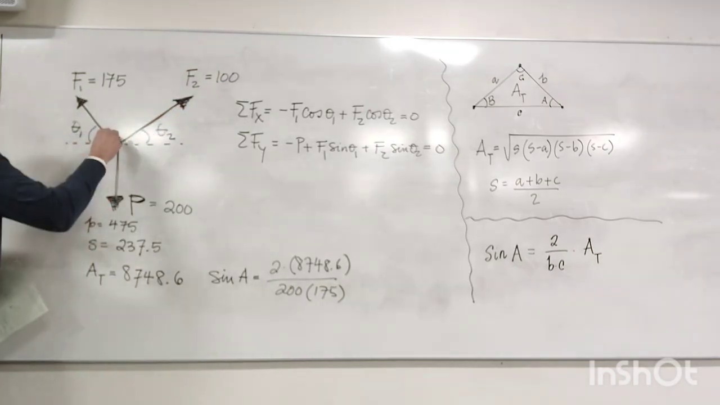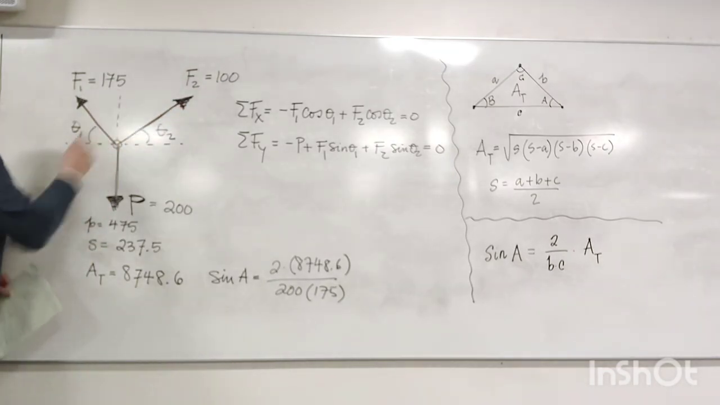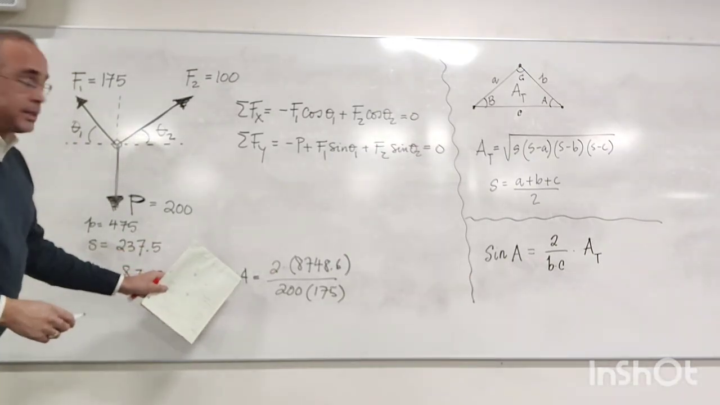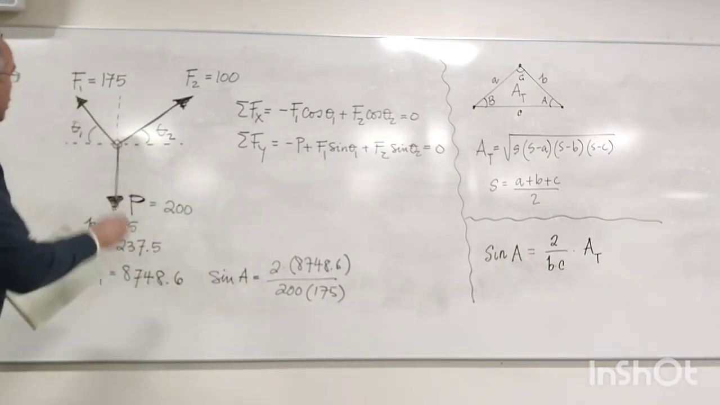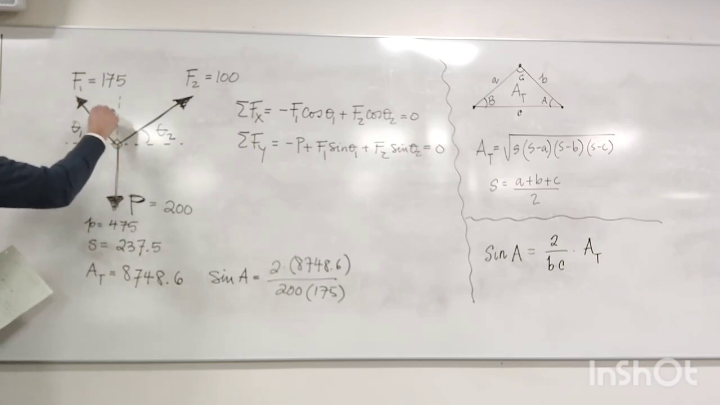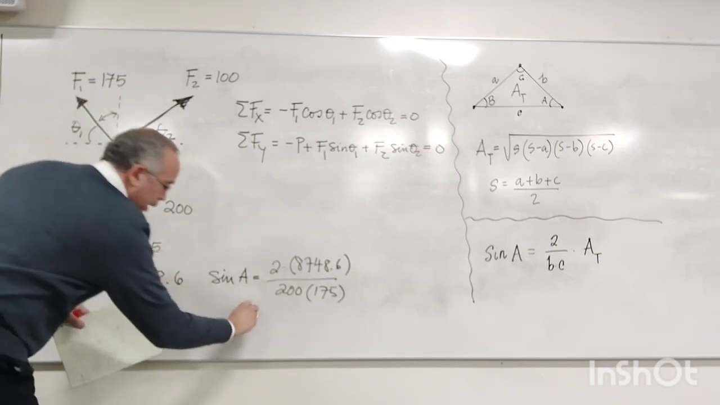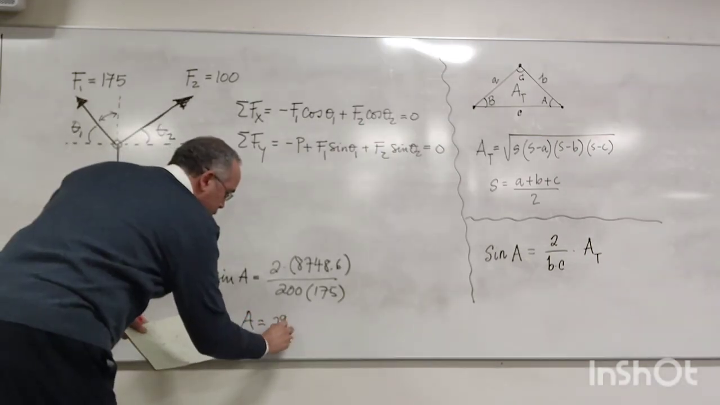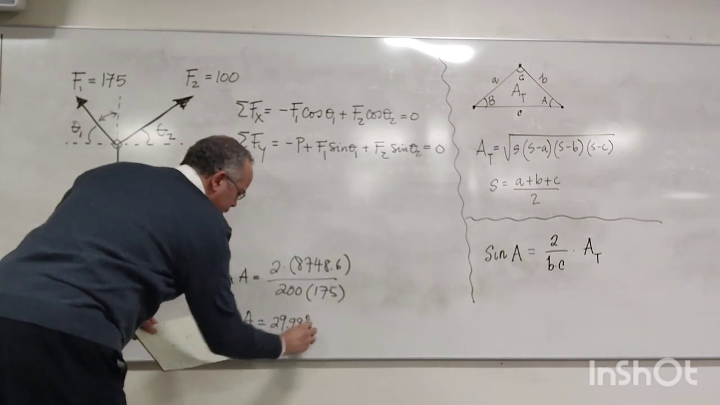So since we have selected 200 and 175 as B and C, the angle A that we're going to find is the angle between those two, right? And because of the properties of the sine, we're going to find not this angle right here, but this one actually right here. And when you do the calculations, the angle A comes out to actually 29.99 degrees.